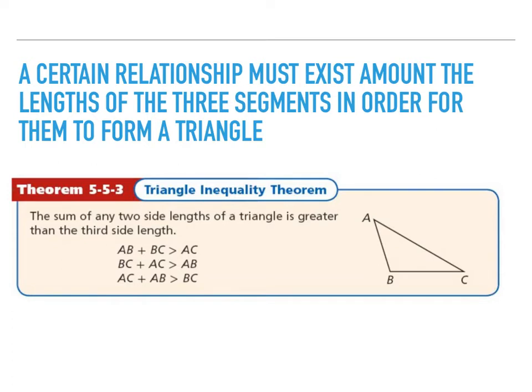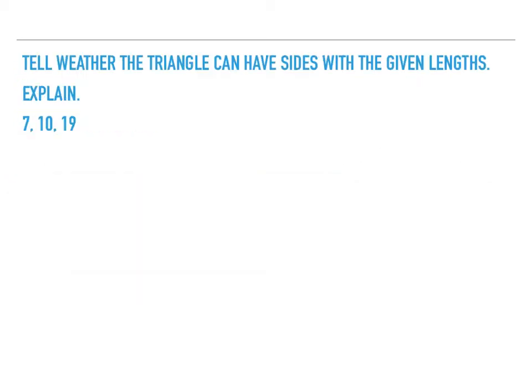And that relationship is that the sum of any 2 side lengths of a triangle has to be greater than the third side. So if we add these 2 sides together, AB plus BC, it has to be greater than AC. If we add BC and AC, it has to be greater than the third side, AB. And same for the last one. If we add AC and AB, it has to be greater than BC. So now let's look at some examples.